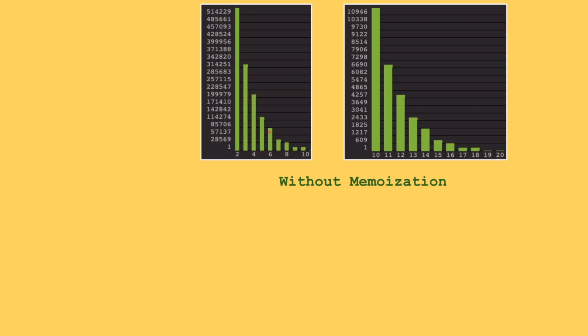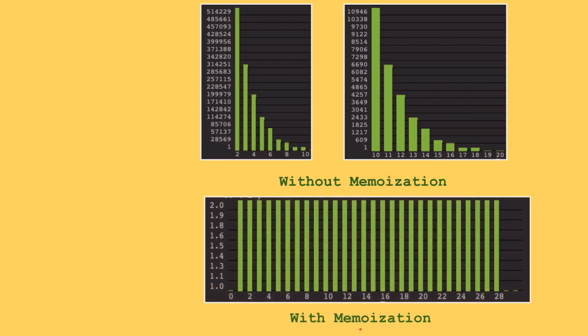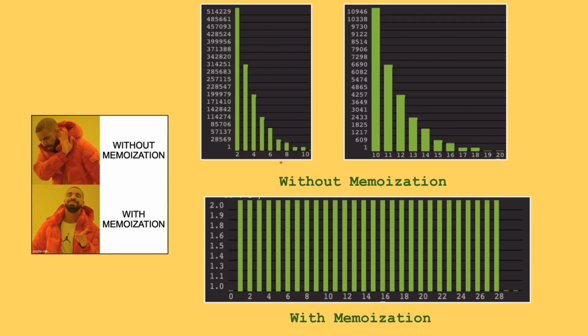Now for f of 6, that comes down to about 85,000, which is still a lot. And even around f of 16, you still have about 500 recalculations. But if we use memoization, we would call f of values less than or equal to 28 only twice. That means we can save a lot using memoization. So from over 500,000 times, we come to somewhere around 2 or 1. So this becomes a constant.